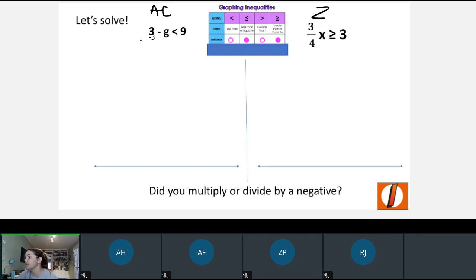So Anya, you're right. You would subtract 3 first, and you have to do it to both sides. Exactly. So Amara, that's a good question. You're going to subtract 3 first.